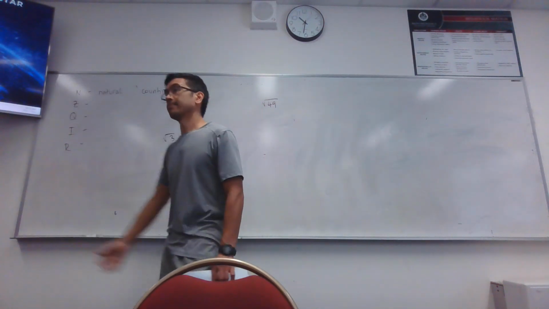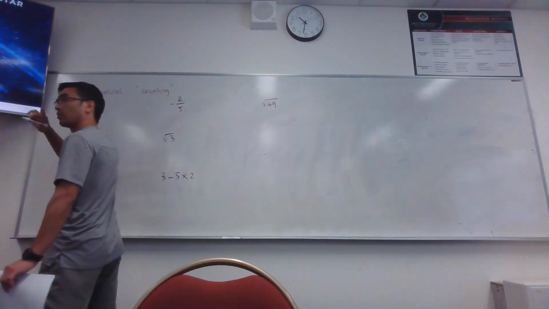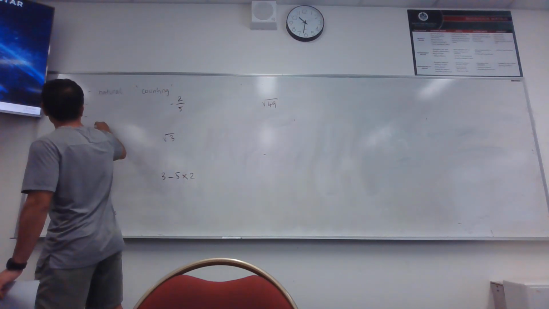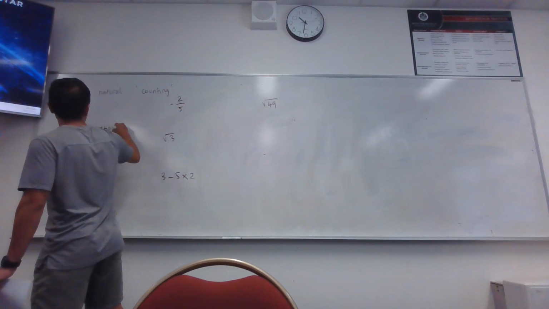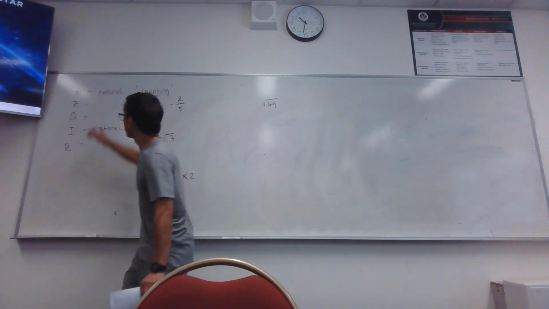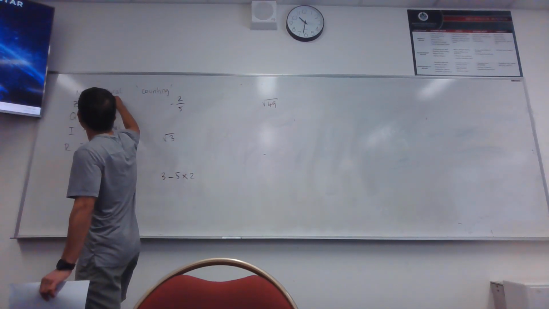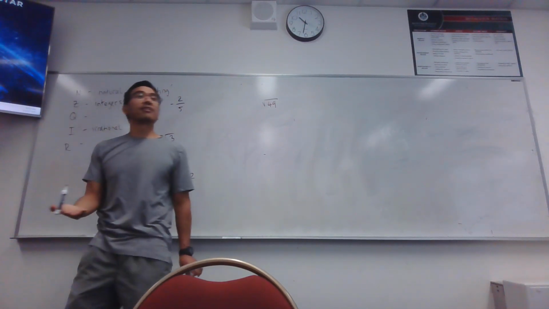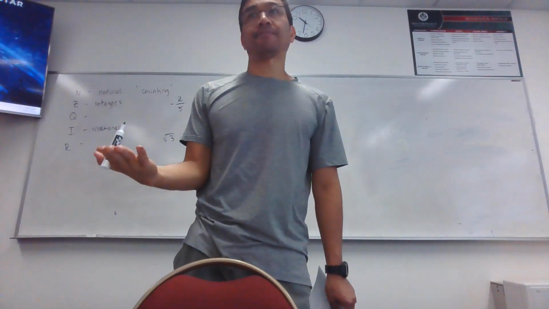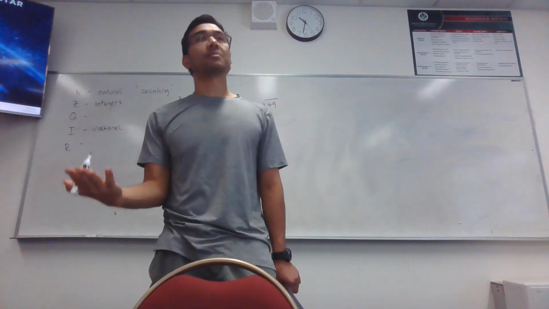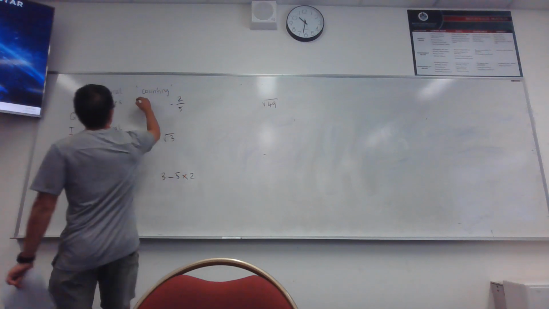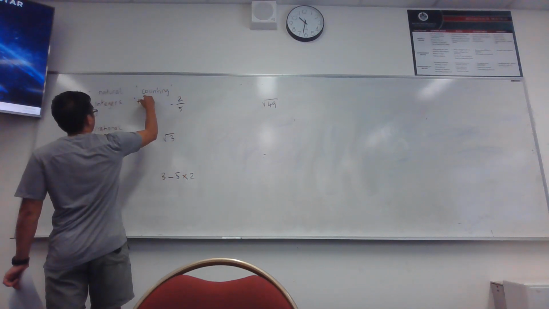And I is irrational and R is rational. Exactly. Not quite. Z is integers. I is irrational. Integers. Okay. What's a simple way of saying integers? What type of numbers? Whole numbers. Positive and negative whole numbers.